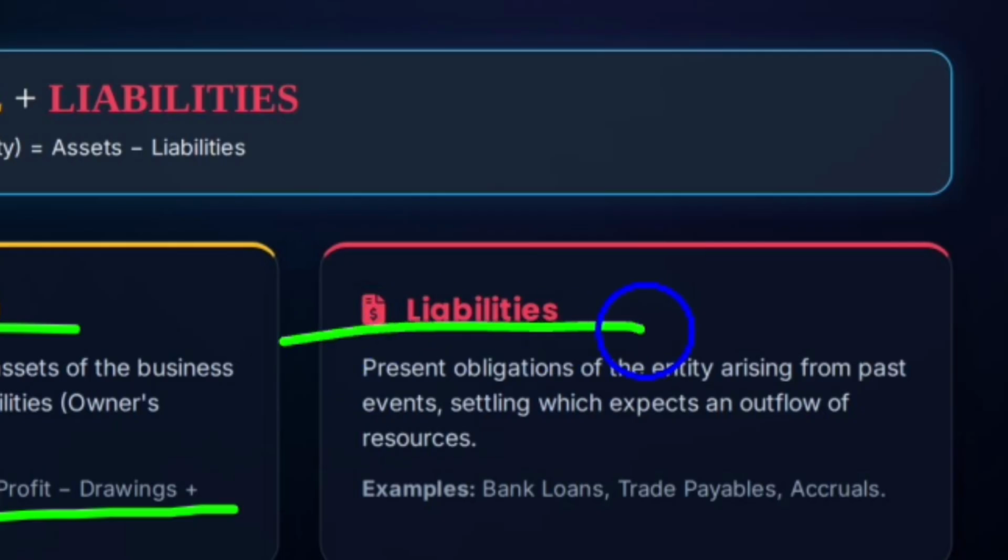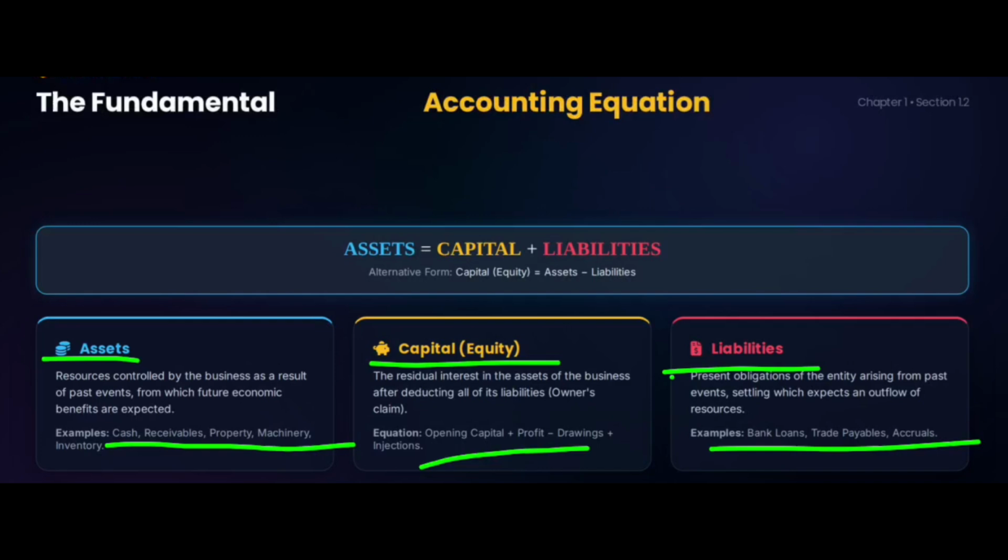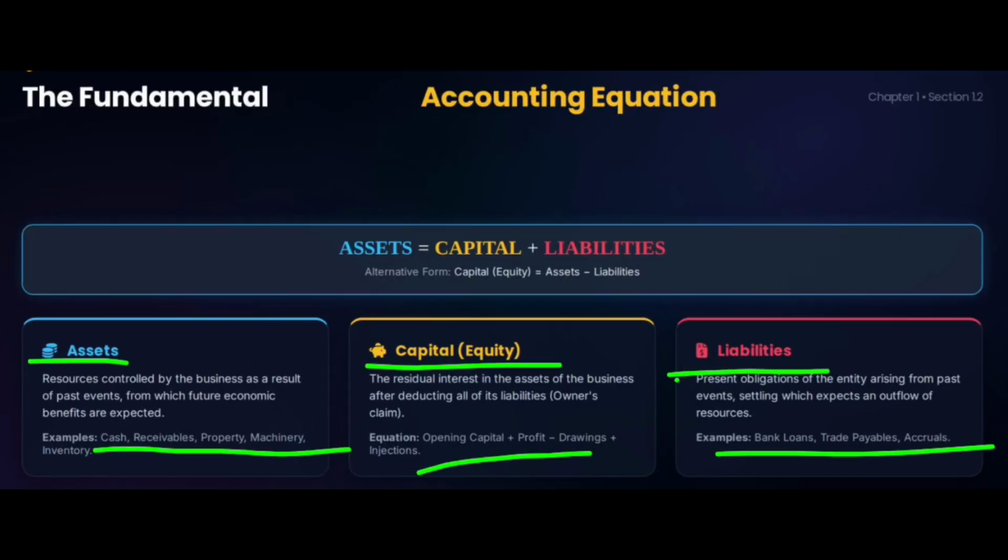Now the third and last one is liability. Present legal obligations arising from past events that require a future outflow of resources, such as bank loans, trade payables, or accruals. Now, let me break down this concept with just a casual example.